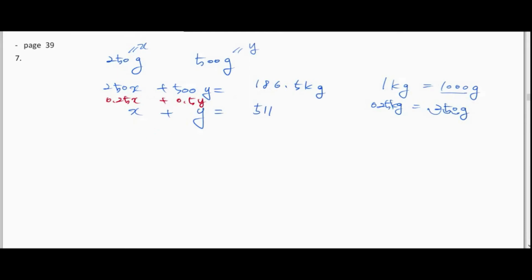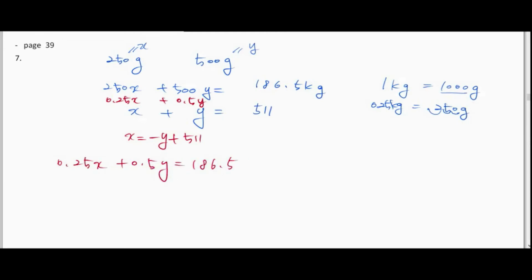So first, let's modify the first equation. X equals negative y plus 511. So right here, the second one is 0.25x plus 0.5y equals 186.5.